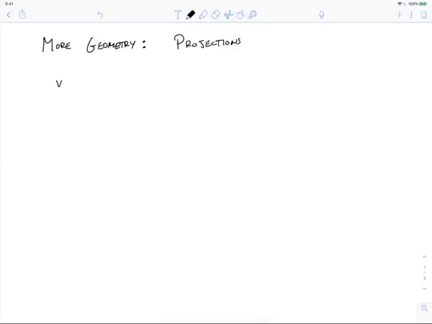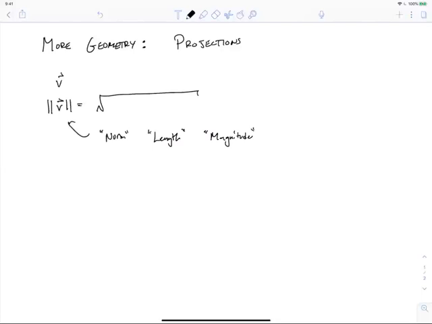So let's just go ahead and dive in. The first thing we need to know is that for a vector, we can describe its norm. This is just the length, or sometimes called the magnitude. These are just different words for the same thing. And you calculate the norm by taking the square root of the square of all the entries. And this works for any number of dimensions, not just two. So this is the Pythagorean theorem in disguise, but generalized to higher dimensions.